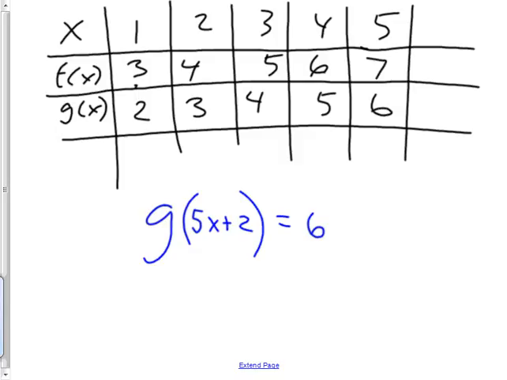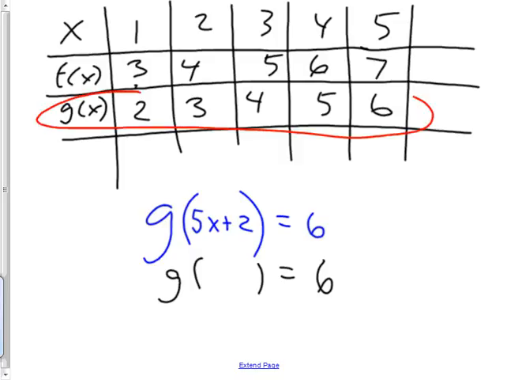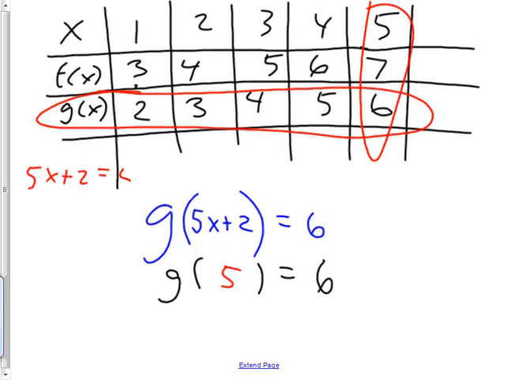Your first thing you should be figuring, for those that didn't get it the first time, G of something is 6. And you look on the chart and you find G of what would be 6. All right. G of 5 would be 6. That's got to be 5. And then you say 5x plus 2 equals 5. Then you subtract 2 from both sides. 5x equals 3. Then you go x equals 3/5. Raise your hand if you got that one right. Awesome. Okay, that's about as tough as they get when it comes to charts.